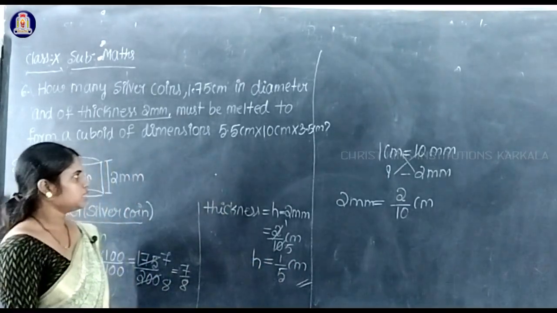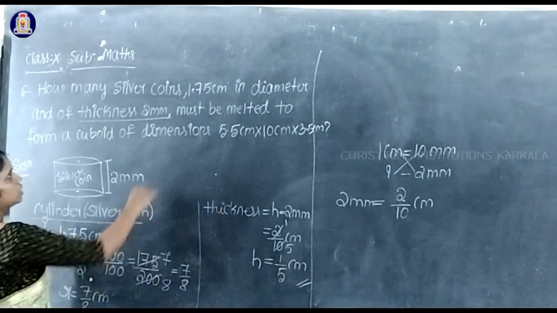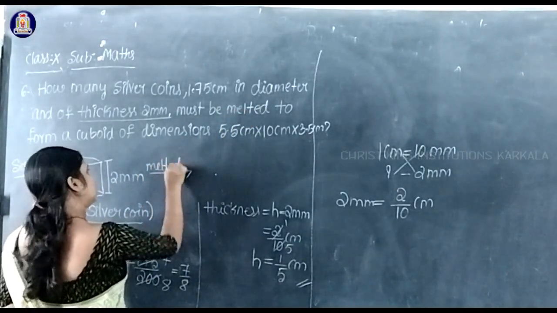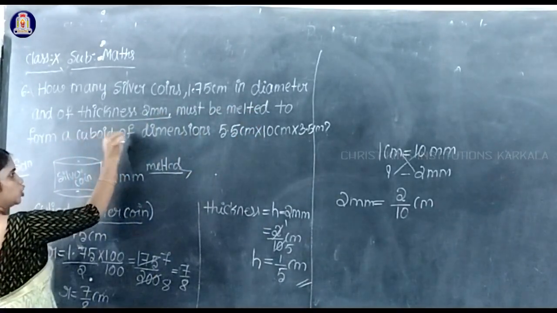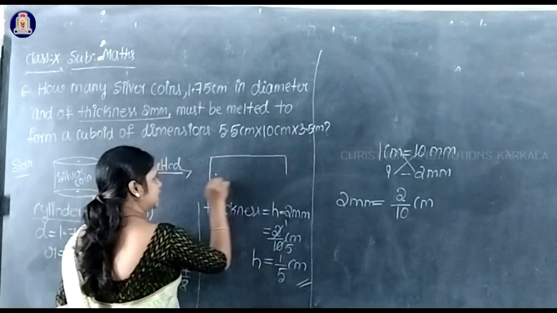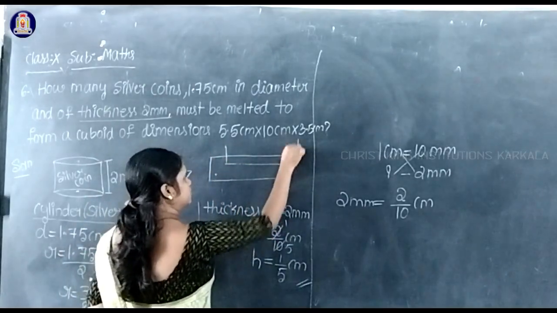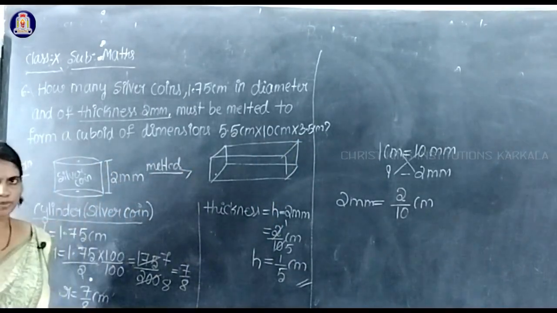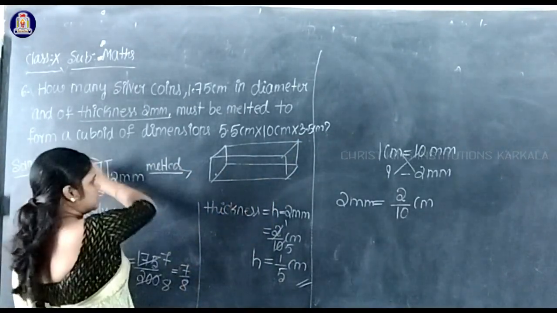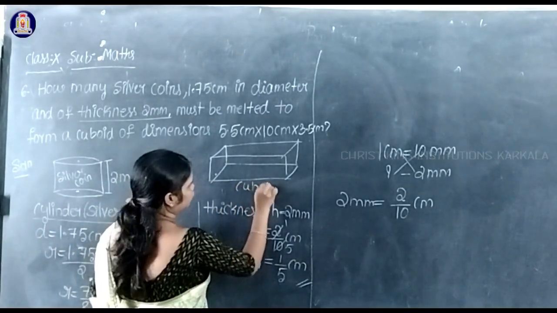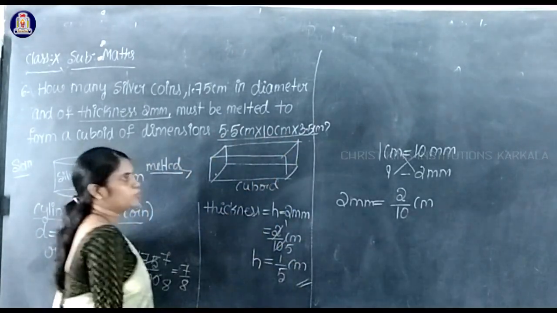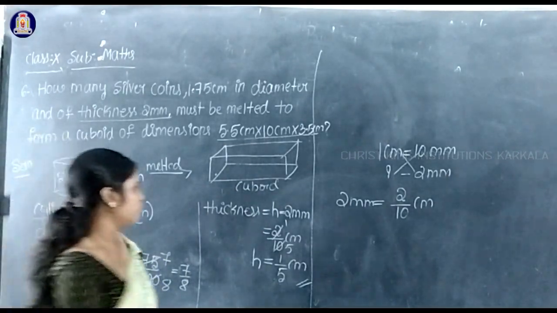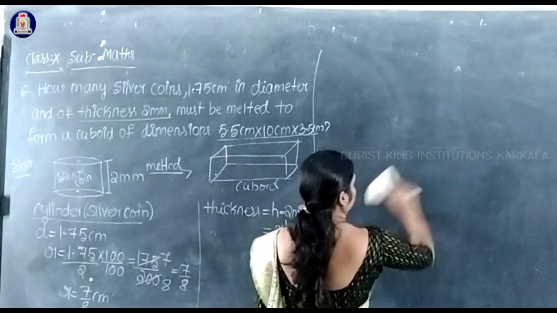Okay, so next, another shape they have given here: the coins are melted. We'll melt it to form a cuboid, so we'll convert it into the form of a cuboid. This is the silver coin and this is a cuboid. See, they have given the dimensions of the cuboid. The dimensions of the cuboid are nothing but length, breadth, height.